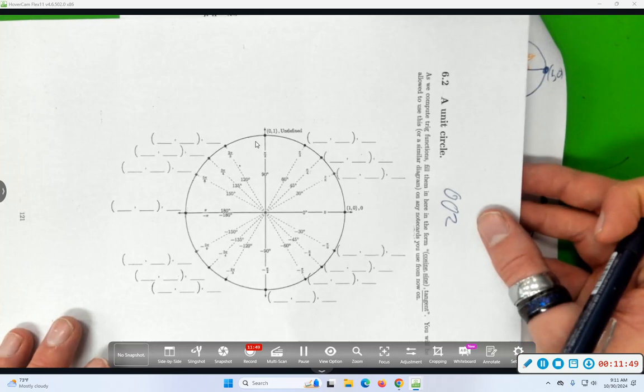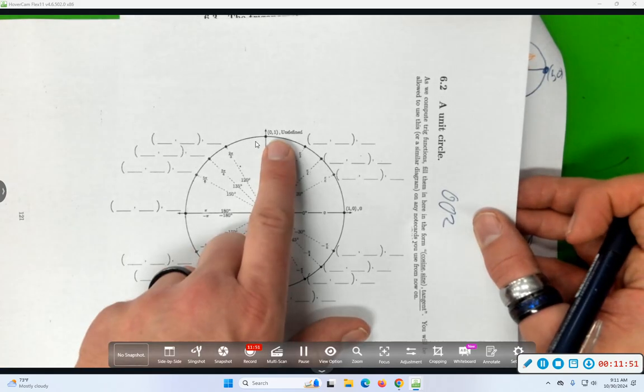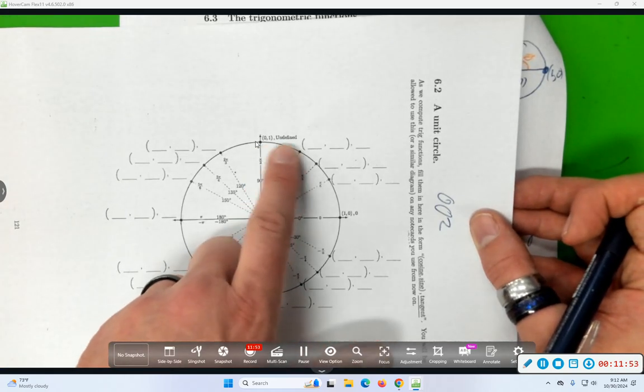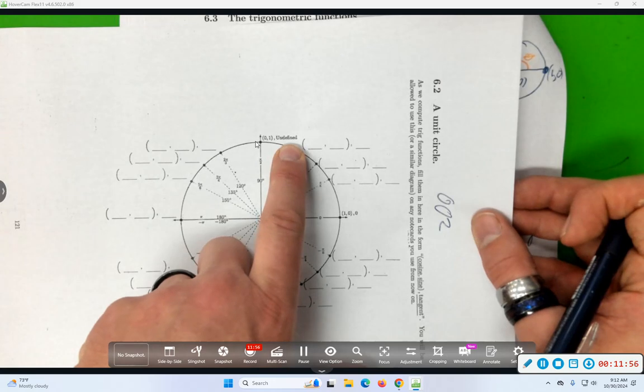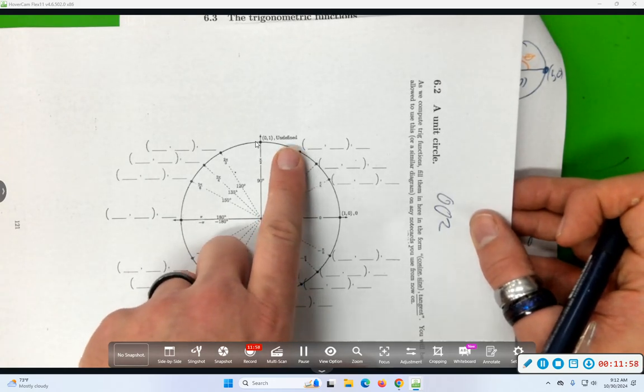Let's go through and try to fill in some of these. So that angle of pi over 2 corresponds to this point 0, 1, tangent was undefined. So in this diagram, I'm going to record sine, cosine, and tangent.